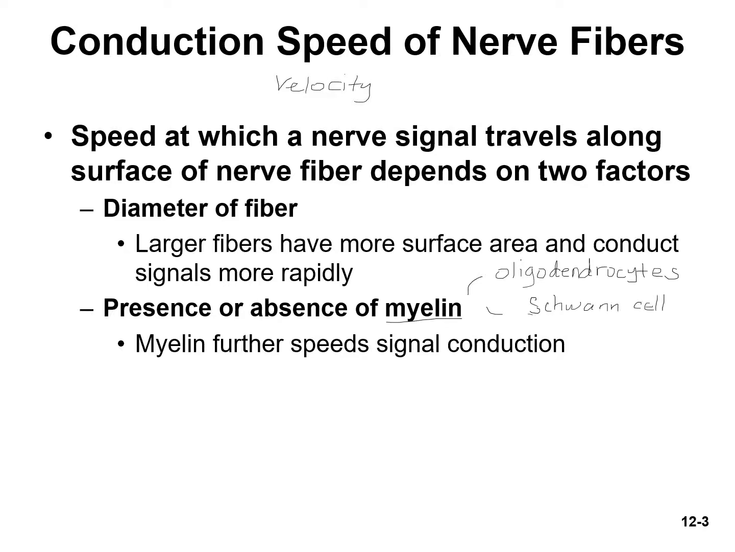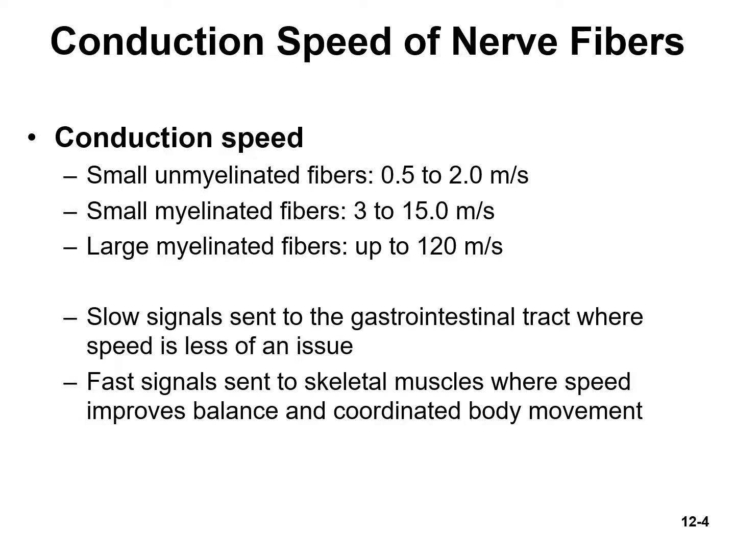So functionally, they basically do the same thing. Anatomically, they're a bit different from one another, but they both contribute to this fast conduction velocity. So let's compare the conduction speeds here. Remember that the larger the diameter of the fiber and the more myelination that is found there, the faster the speed at which you can conduct an action potential.